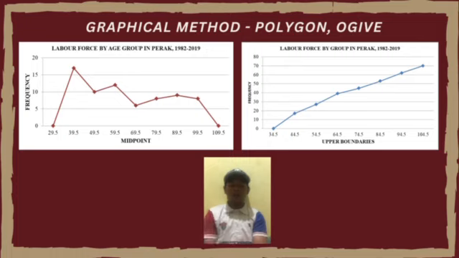Firstly, the polygon shows 9 different classes, where every class width is 10, and the same goes for the ogive. The next part is to find the midpoint to construct the polygon and ogive. The midpoint can be found from the upper and lower boundaries, added and divided by 2.